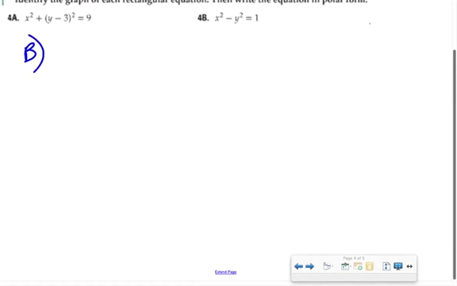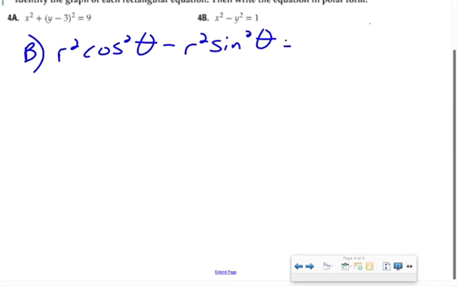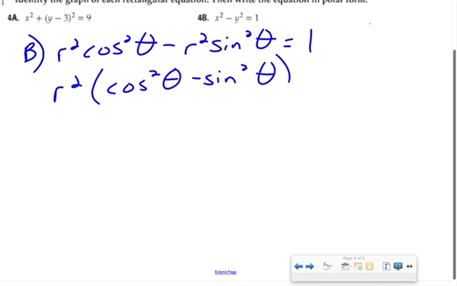For part B, we're starting in the exact same way. We have r squared cos squared theta minus r squared sine squared theta equal to 1. And then we have r squared times cos squared theta minus sine squared theta equals 1. And this is also an identity.